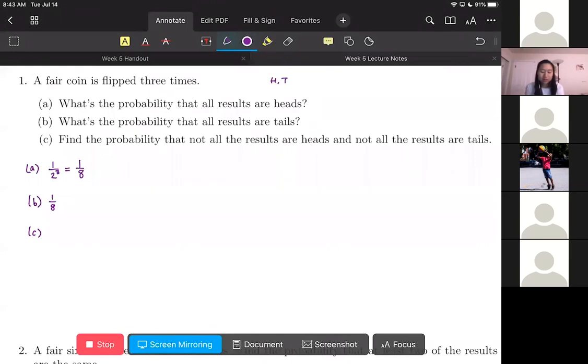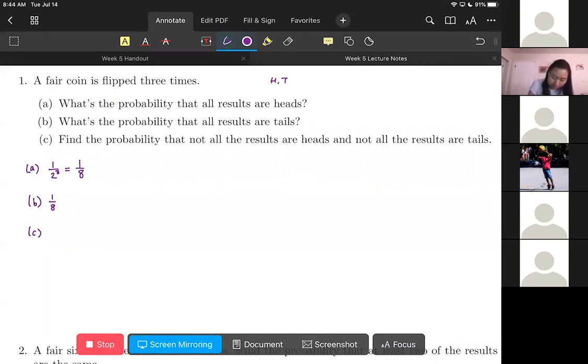using complementary probability. So it says find the probability that not all the results are heads and not all the results are tails. So how do we do this one? So it will be 1 minus 1 over 8 plus 1 over 8. Yeah. So, I mean, if you're subtracting 1 over 8 twice, right?